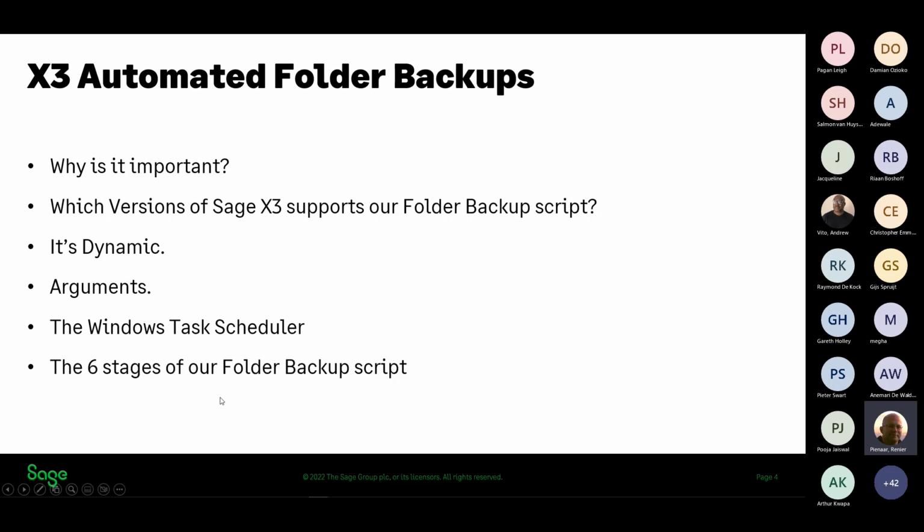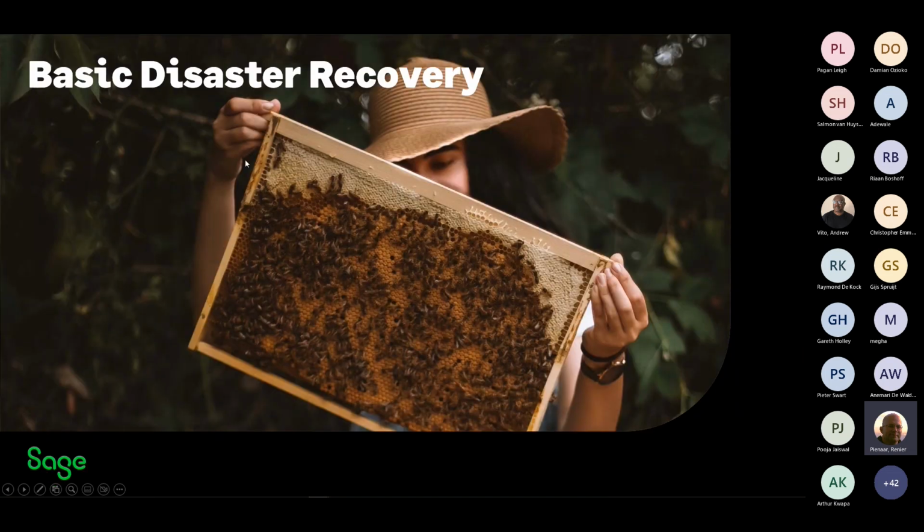Then there's 6 stages to the folder backup, of which one stage happens inside X3. It's very important to do this stage first, which is our SVG data extraction. After the SVG data extraction and our table data is within the folder, then we can proceed and create a copy of the entire folder. And this is what our script does. It creates an entire backup of the folder.